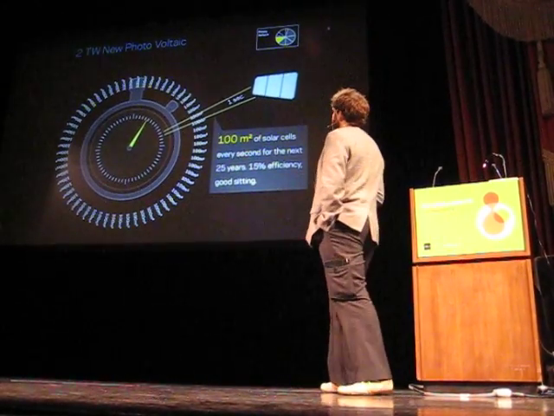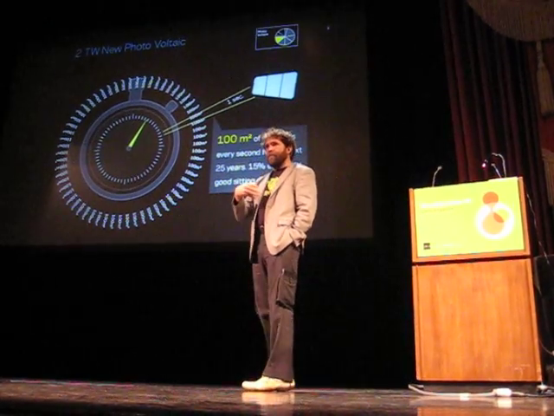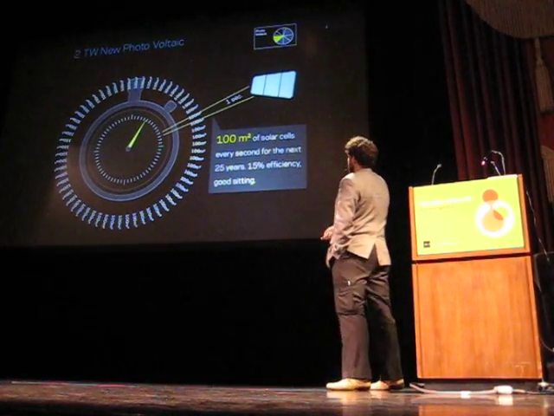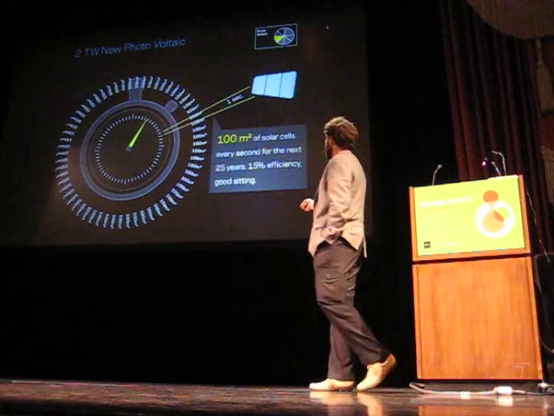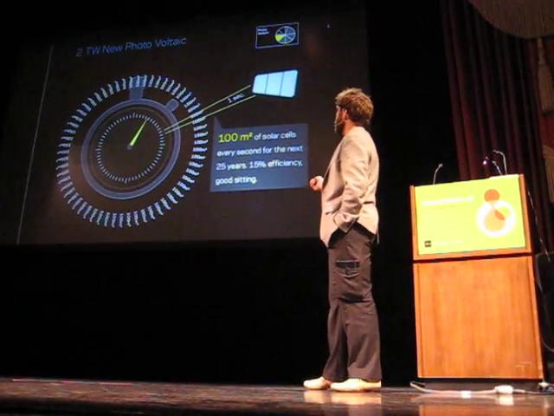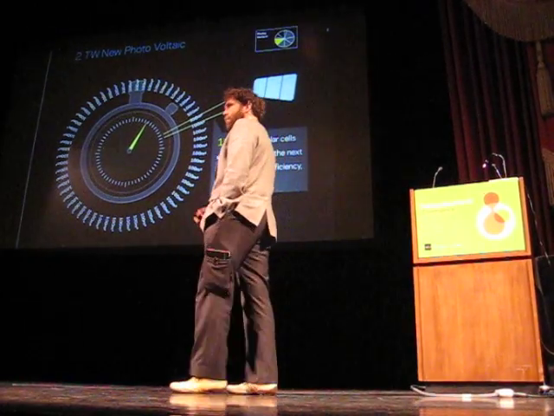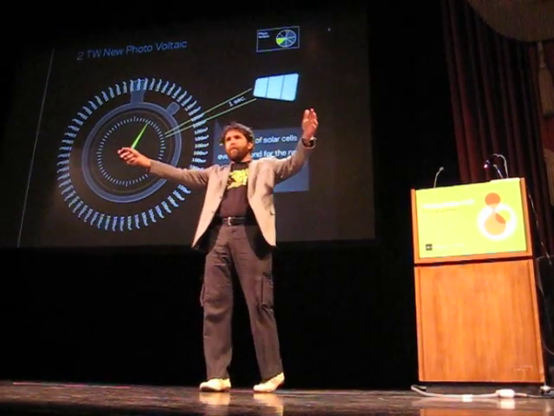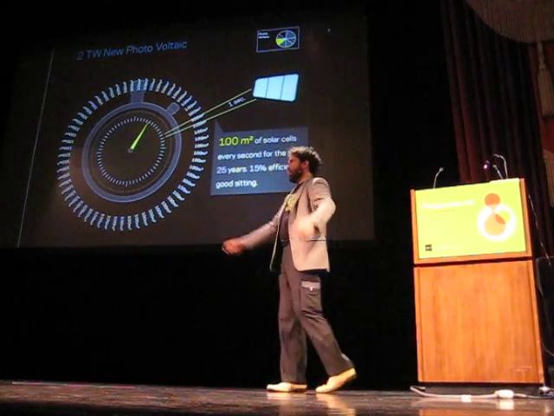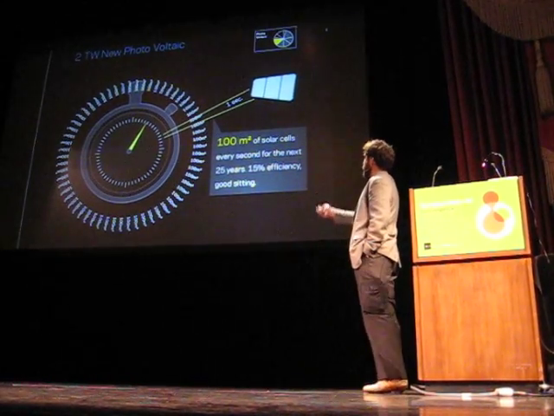So this is what you have to do. This is the engineering task. So this is my job. We'll get to your job just after this. So every second for the next 25 years, we have to install 100 square meters of solar cells somewhere on the planet. So that means probably every 4 seconds we cover this theatre with solar cells. Every 4 seconds for the next 25 years. That gives you 2 terawatts.